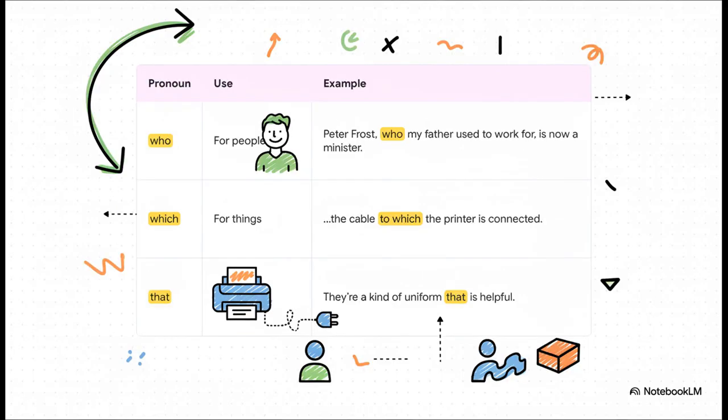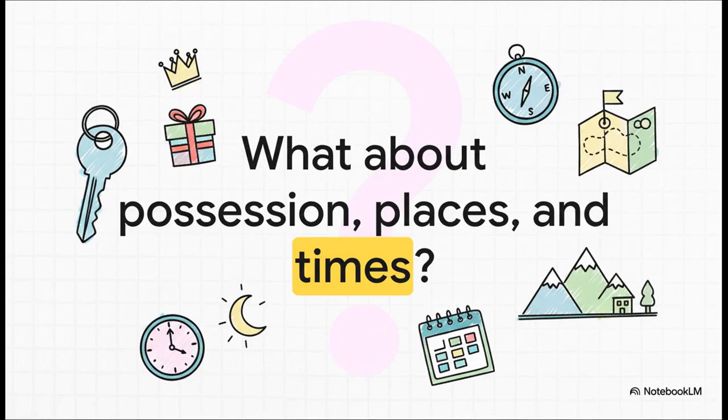Let's break it down. Who is for people. Simple as that. Peter Frost, who my father used to work for. See, we're adding info about Peter. Which is for things. The cable to which the printer is connected. Here, we're describing the cable. And then there's that. That is kind of the flexible one. It can work for people or things, and it's a bit more informal. So the rule is easy. Person, thing, or either.